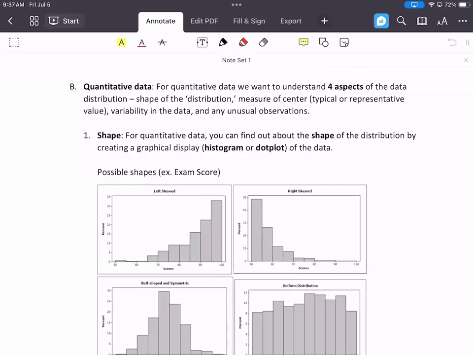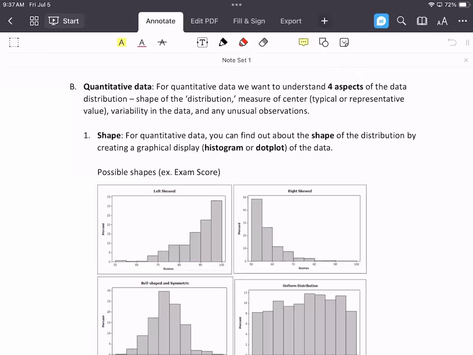For quantitative data versus categorical data, we actually need to look at more aspects of the data than we do for categorical. For quantitative data, we want to understand four aspects of the data distribution: the shape of the distribution, the shape of the data effectively, the measure of center, in other words, that typical or representative value, variability in the data, and any unusual observations. And we're going to look at each of those aspects individually. First, we're going to start with shape.